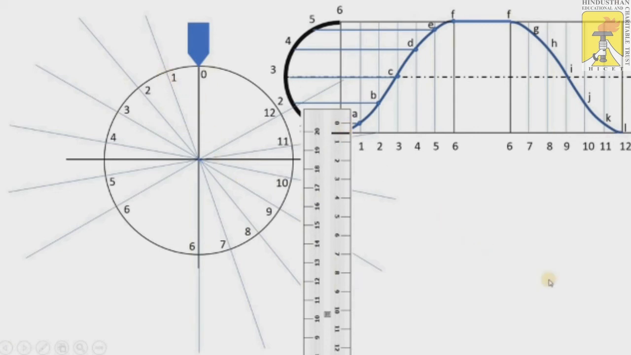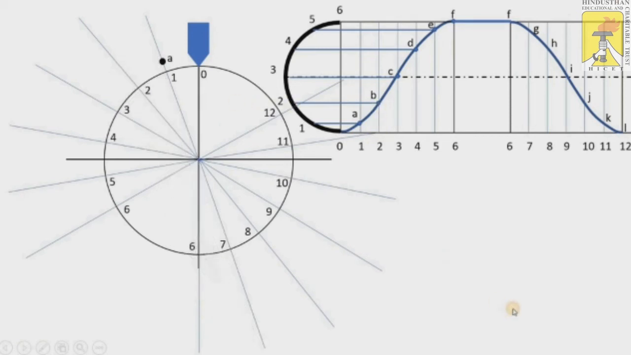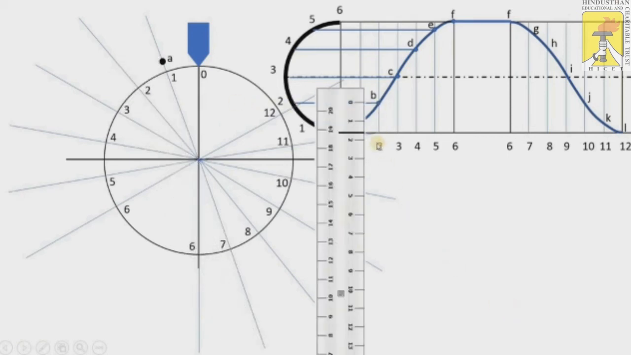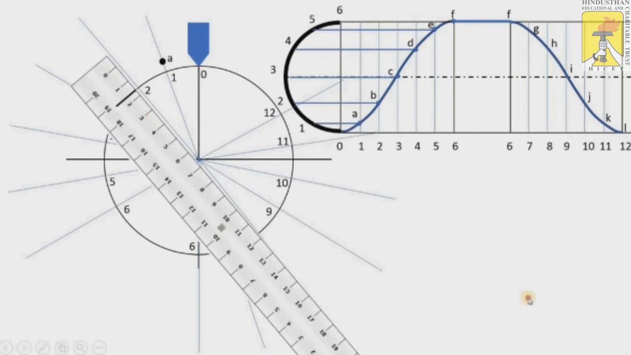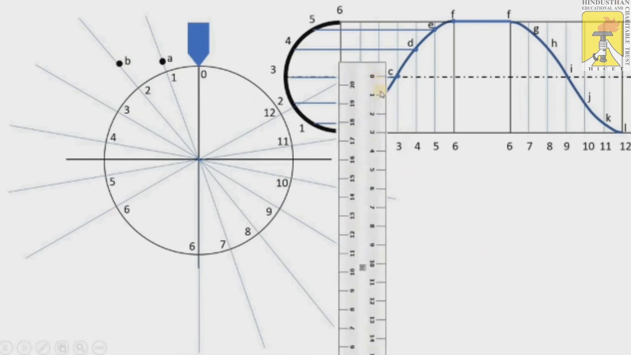So we place the center of the scale at 0, measure the length of 1 to A, and you can use the compass to make an arc, or else you can just use your scale to measure and place the point. Likewise 2 to B, we measure it and plot the point from 2 to B.